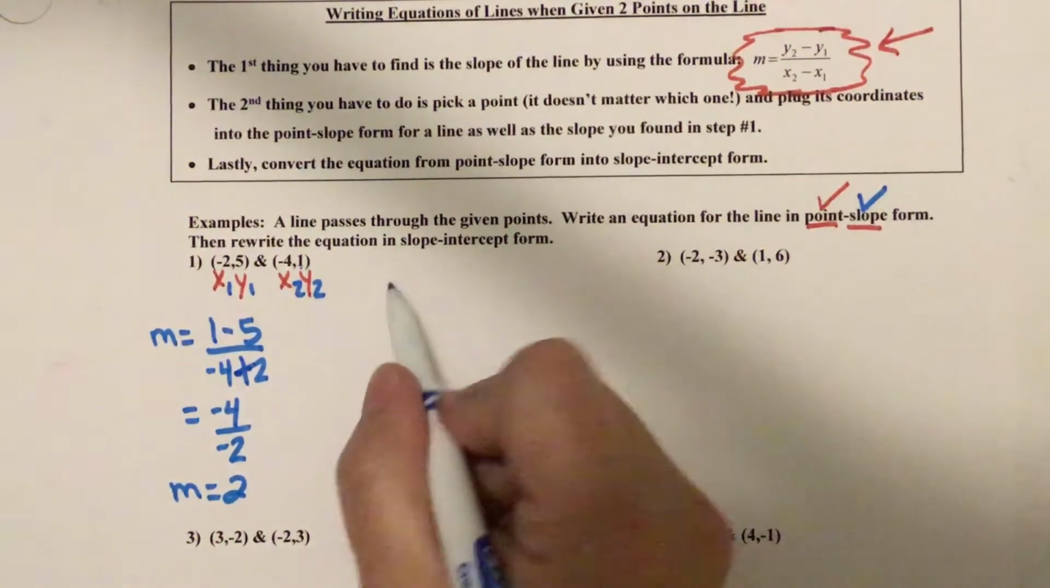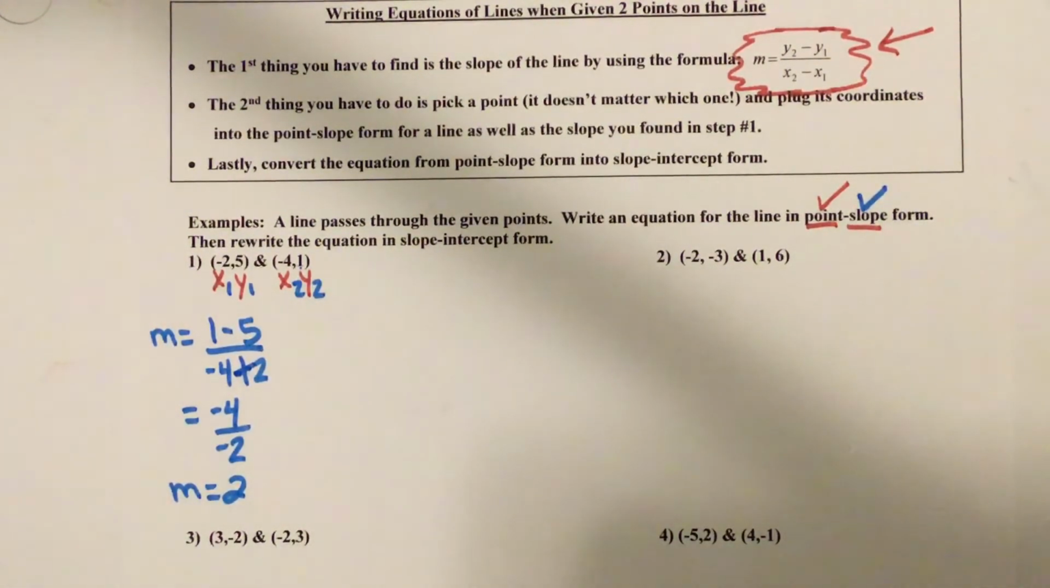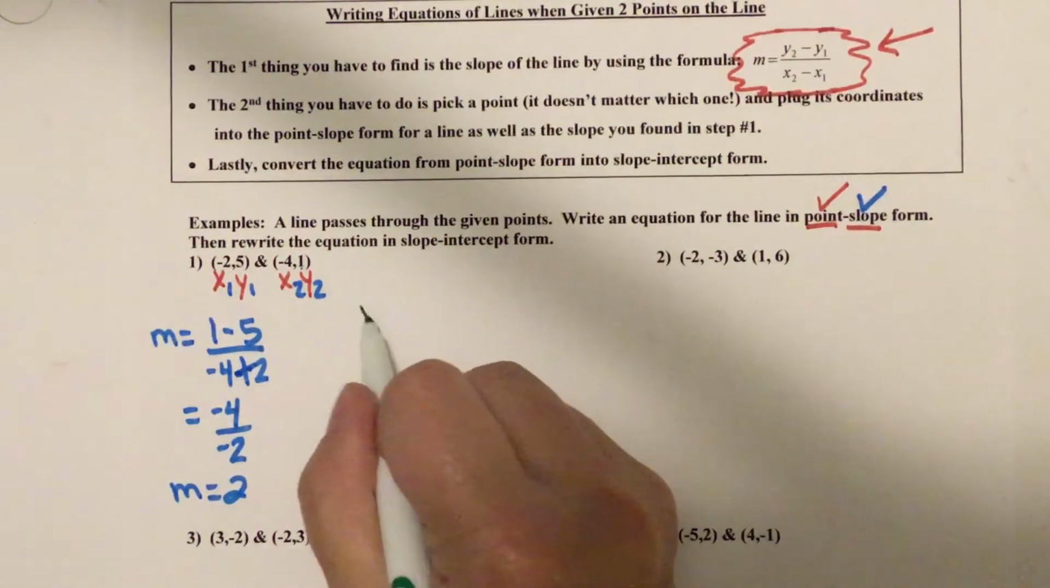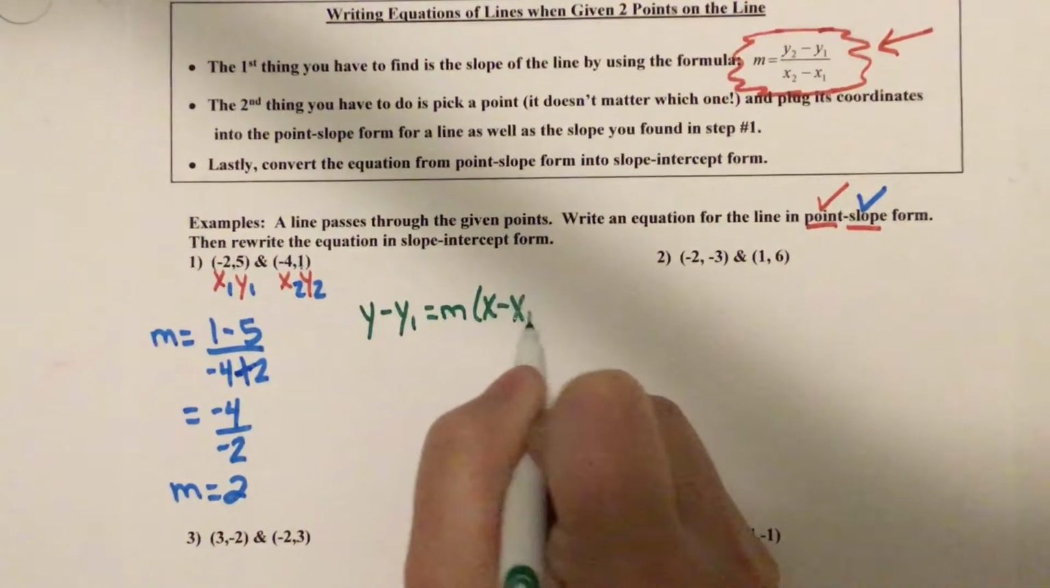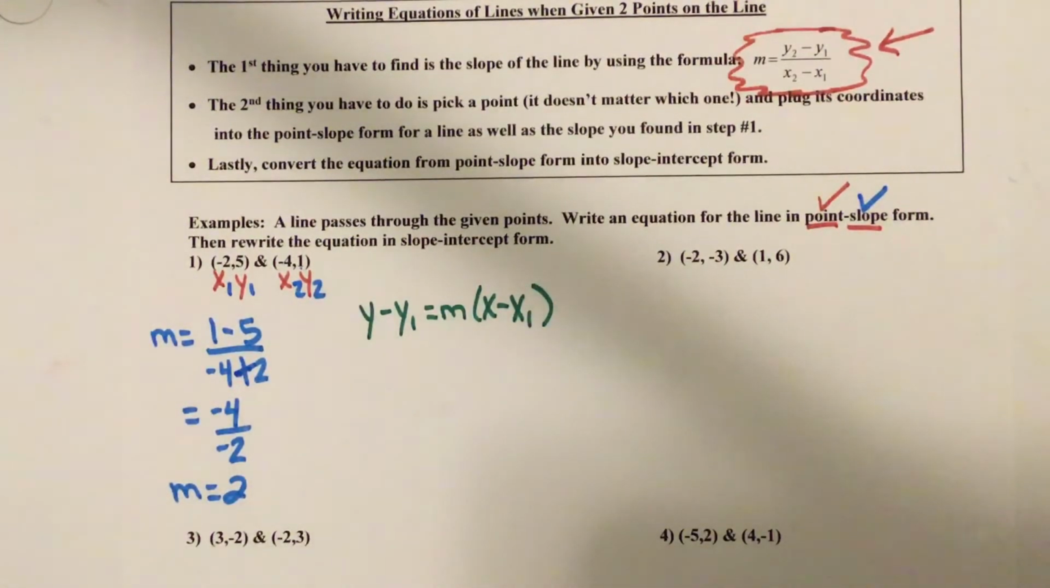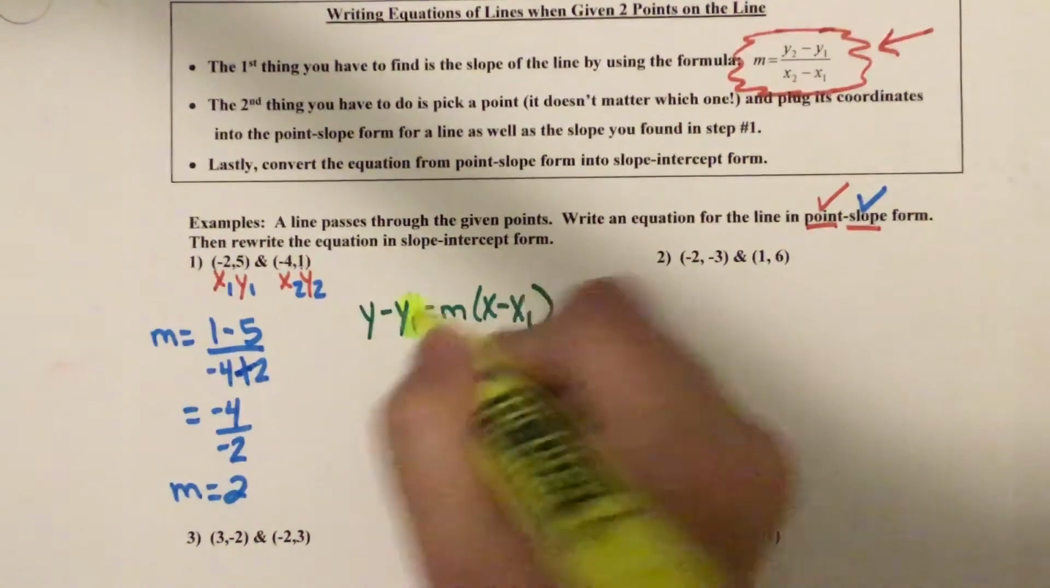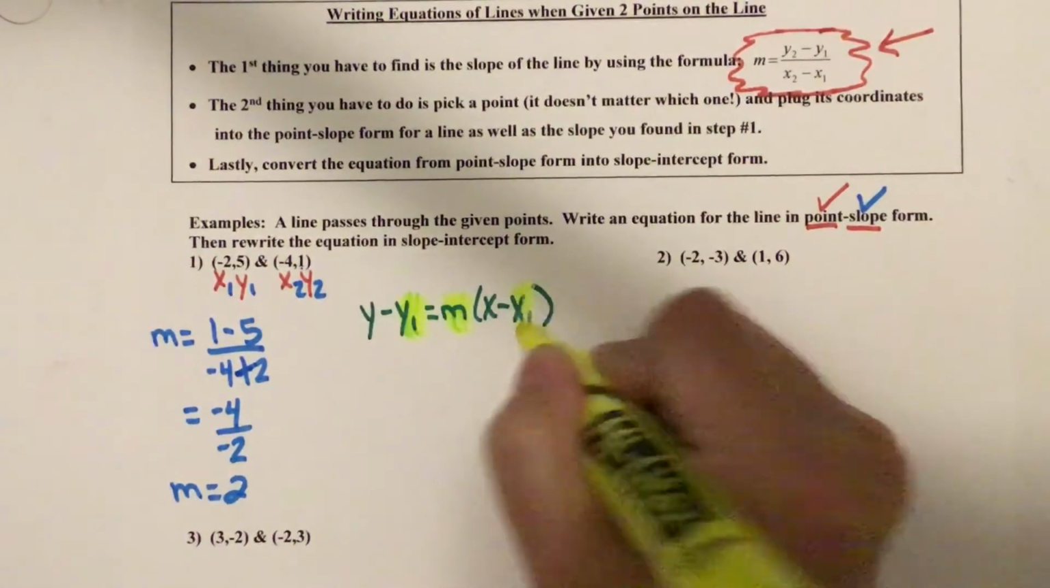So now I'm ready for point slope form. Okay, so I'm going to write it down. So y minus y1 equals m parentheses x minus x1. And once again, we'll plug in the y coordinate, the slope, and the x coordinate.